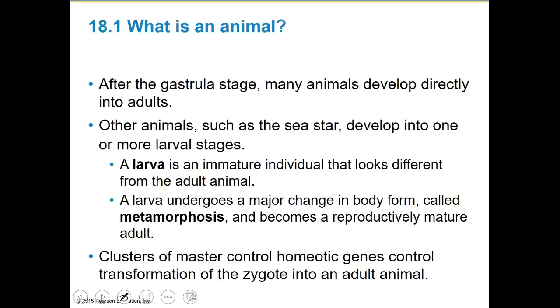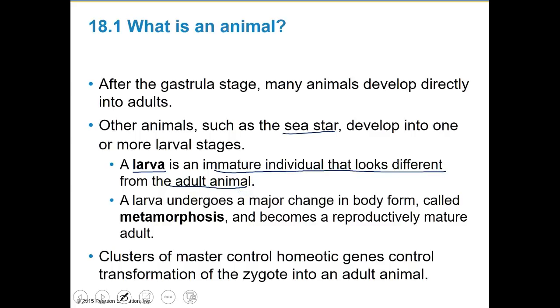And to give some terminology to this, we can go with it. So after the gastrula stage, many animals develop directly into adults. Okay, and other animals like the sea star that we're looking at develop one or more larval stages. So a larva is just an immature individual that looks different from an adult animal.